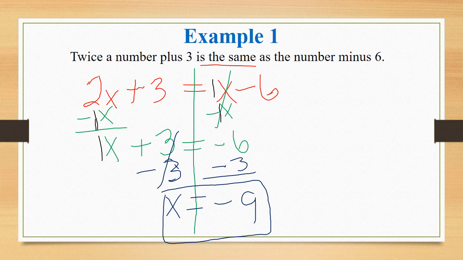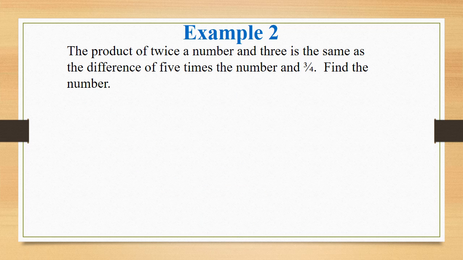Any other questions about example 1? Cool? Perfect. All right, so example 2. Let's get a little more words in there. It says the product of twice the number and 3 is the same as the difference of 5 times the number and 3/4. What? Find the number. Okay, keyword here is product.